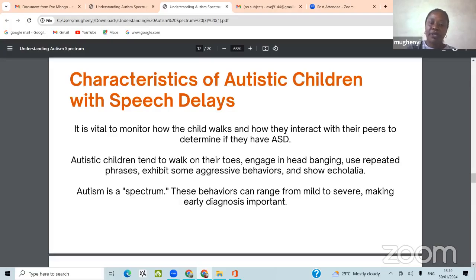They use repeated faces. They exhibit some aggressive behaviors and show echolalia. Echolalia is when you say something to them, they repeat it. Sometimes they repeat it immediately, sometimes they repeat it later. For example, if you say, how are you? they say, how are you? instead of saying, I'm fine or I'm okay. So they are like that.